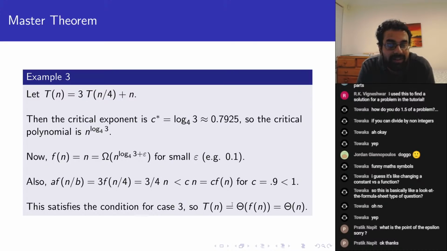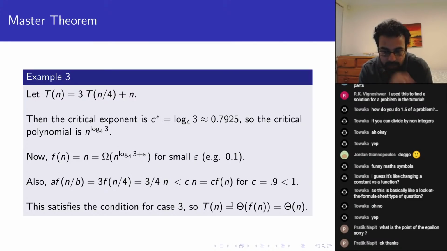So in fact, an algorithm which divides an instance of size n into 3 instances of size n over 4 and then does an extra linear amount of work takes only linear time. In other words, the amount of time taken to split up and recombine dominates the time taken to do all the other stuff. All the other recursion stuff is negligible compared to the amount of work required to do that last merging step. So that's the distinction between the 3 cases.